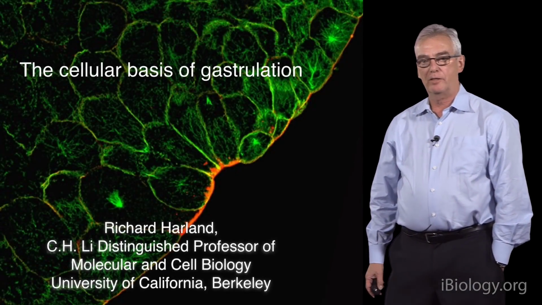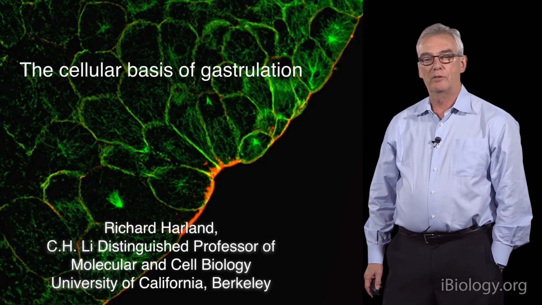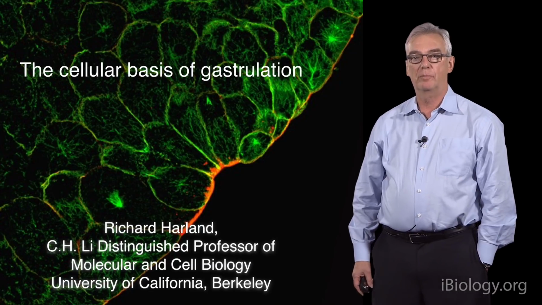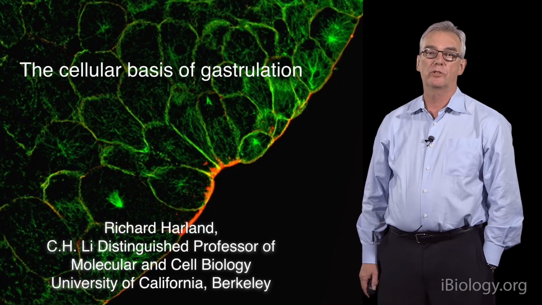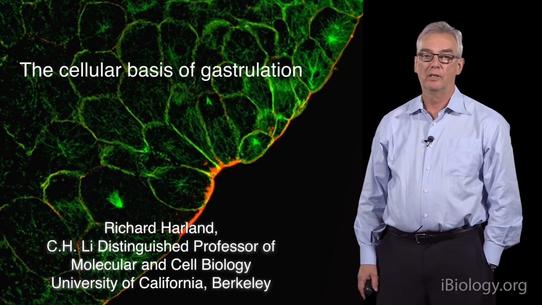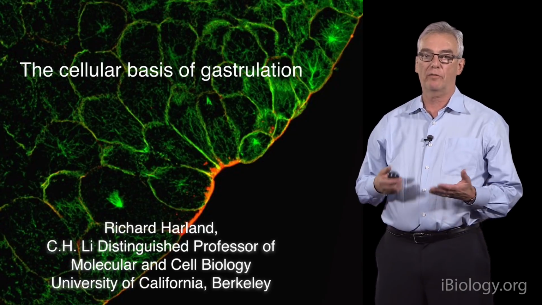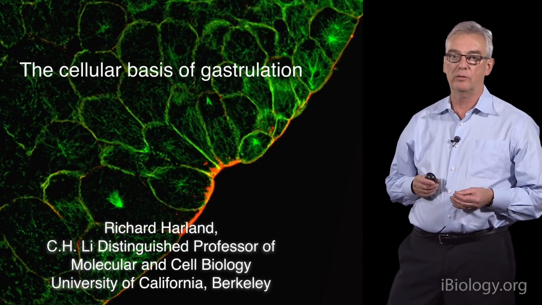My name is Richard Harland, and this is the second in the series of talks about Xenopus, gastrulation, and pattern formation. In this short video, I hope to show that gastrulation, which is often thought of as a horrendously complex process, is actually fairly simple. You just have to take it apart and look at the individual cell behaviors.